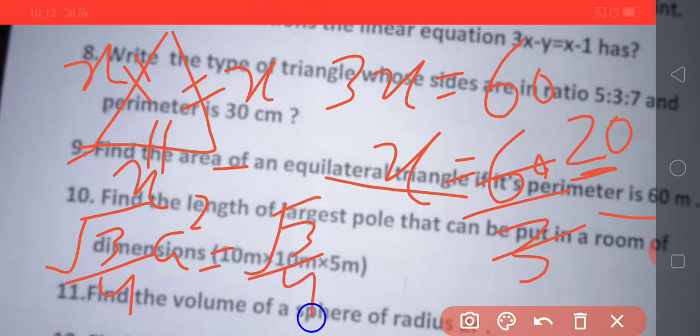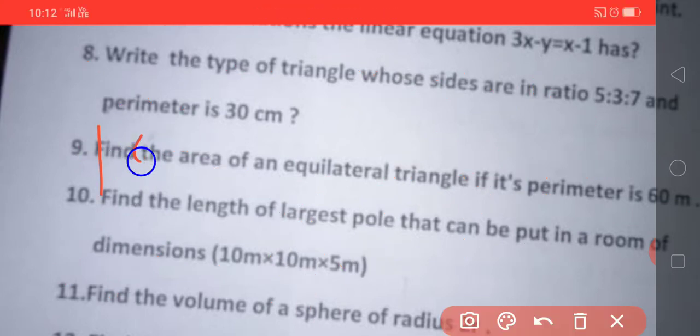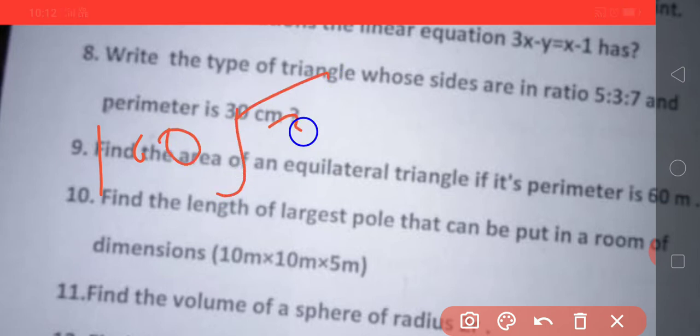3 by 4 into a is 20, so it is 20 square, right? So you can cut it. 4 1s are 4, 4 5s are 20. So this is 25s are 100 root 3. So the answer will be 100 root 3, right? So this is the solution.